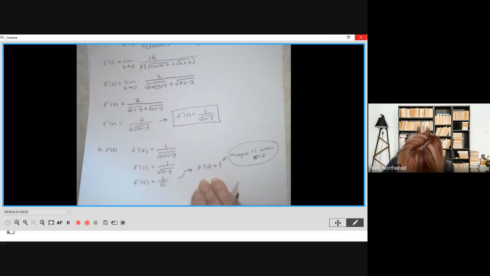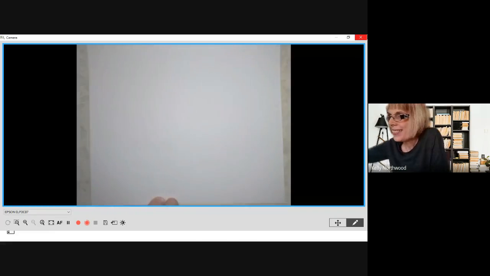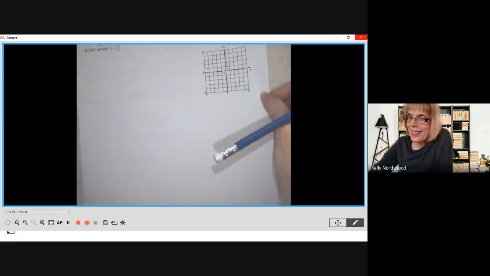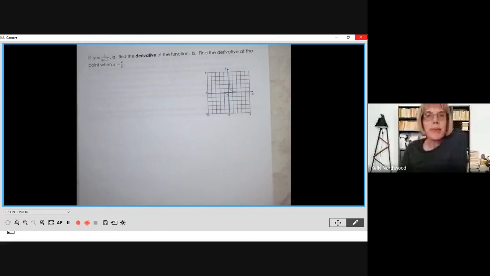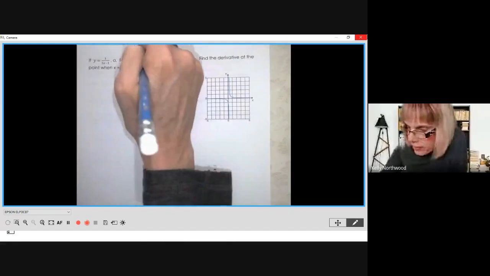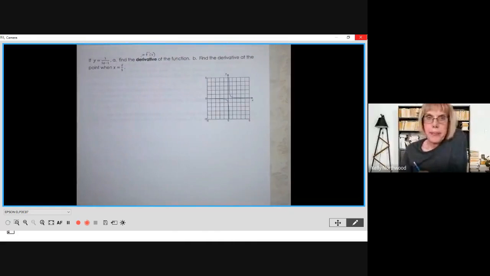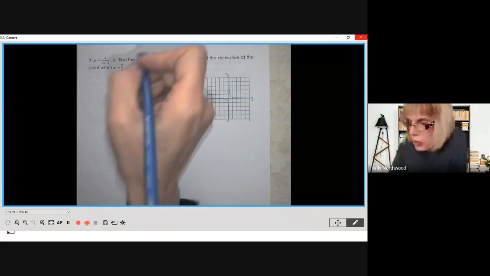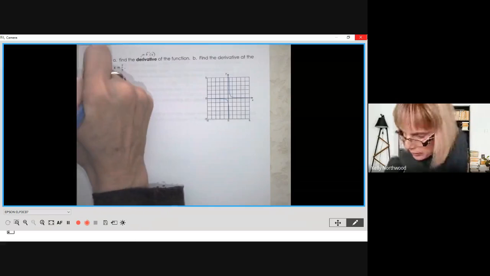All right, guys, last question. If y equals 1 over 5x minus 1, A, find the derivative of the function. So when you see that, you're thinking f prime at x. B, find the derivative at the point when x equals 2/5. So as soon as you know that you have to find f prime at x, you're going to go ahead and write out that formula.